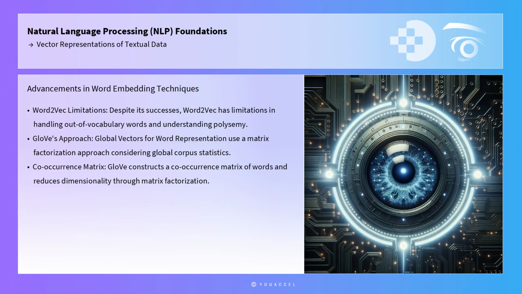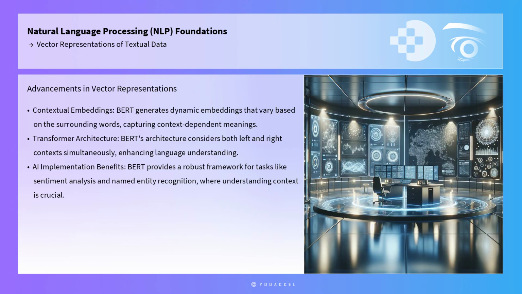local, word-level context. Another significant advancement in vector representations is the introduction of contextual embeddings, exemplified by Bidirectional Encoder Representations from Transformers. Unlike Word2vec and GloVe, which produce static embeddings, BERT generates dynamic embeddings that vary based on the surrounding words, capturing context-dependent meanings. BERT's architecture, based on transformers, allows it to consider both left and right contexts simultaneously, making it particularly adept at understanding nuances and complexities of language.